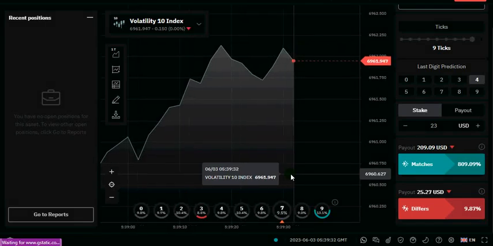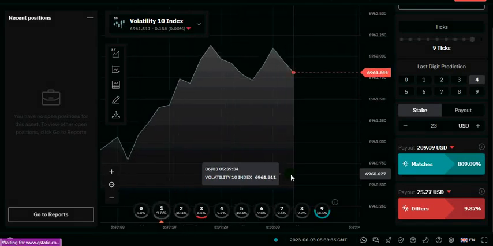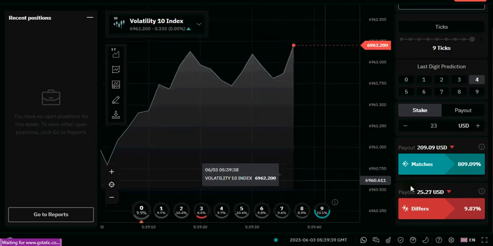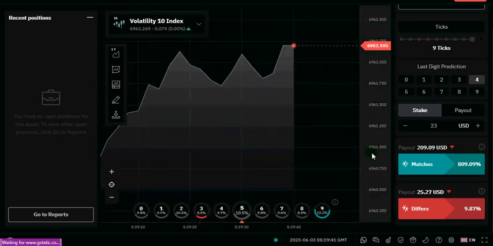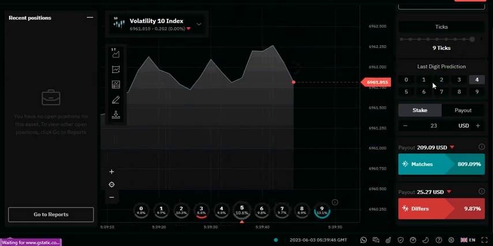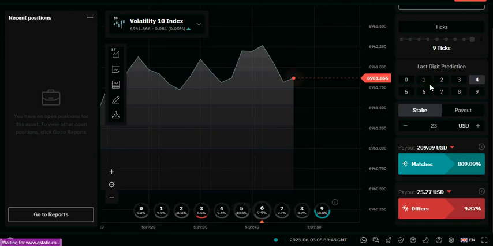Hi guys, this is Matthew again, and this is our third strategy for today, 3rd of June 2023. Here we're going to be trading the Volatility 10 index, digits differ, and we've logged into the Deriv interface. So we're going to be working with the odd number sequences.